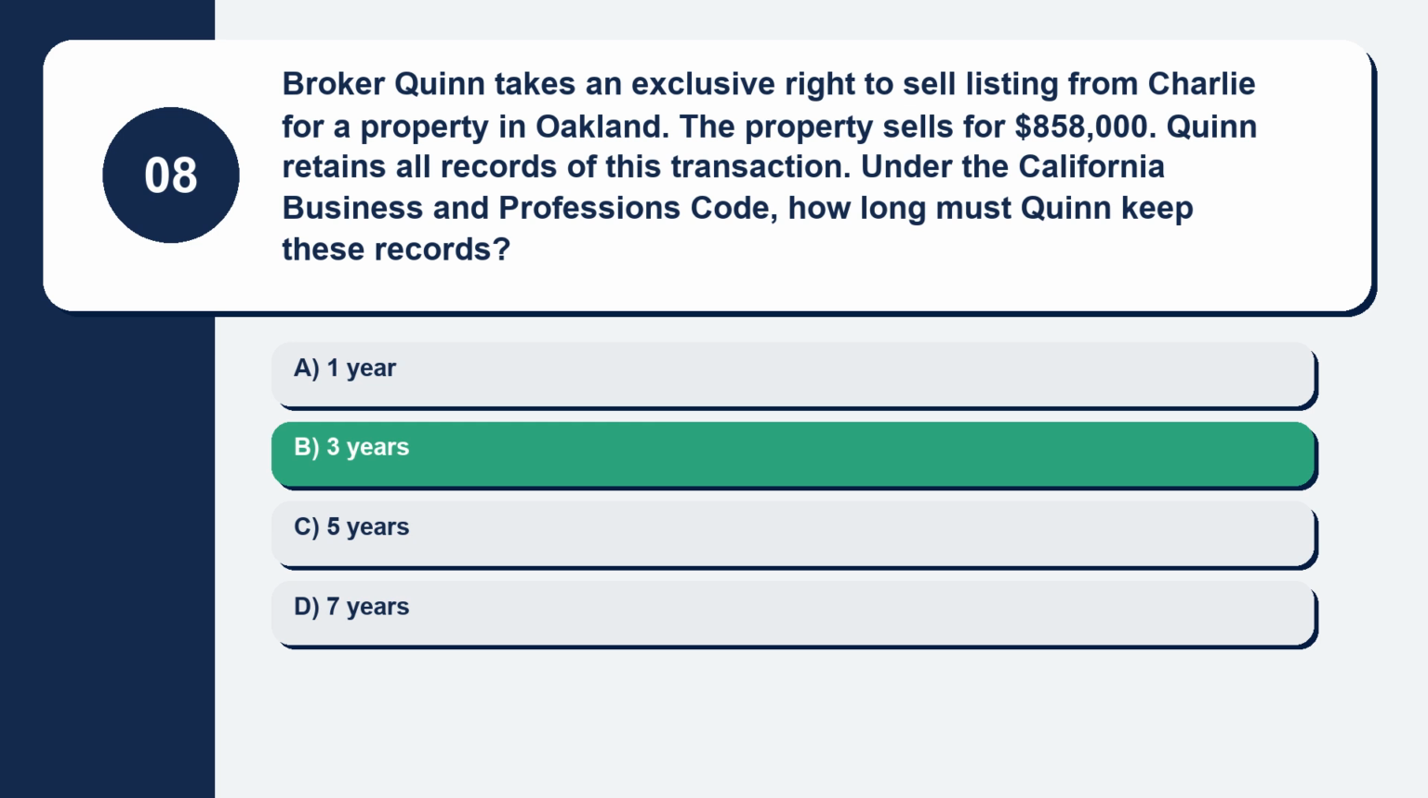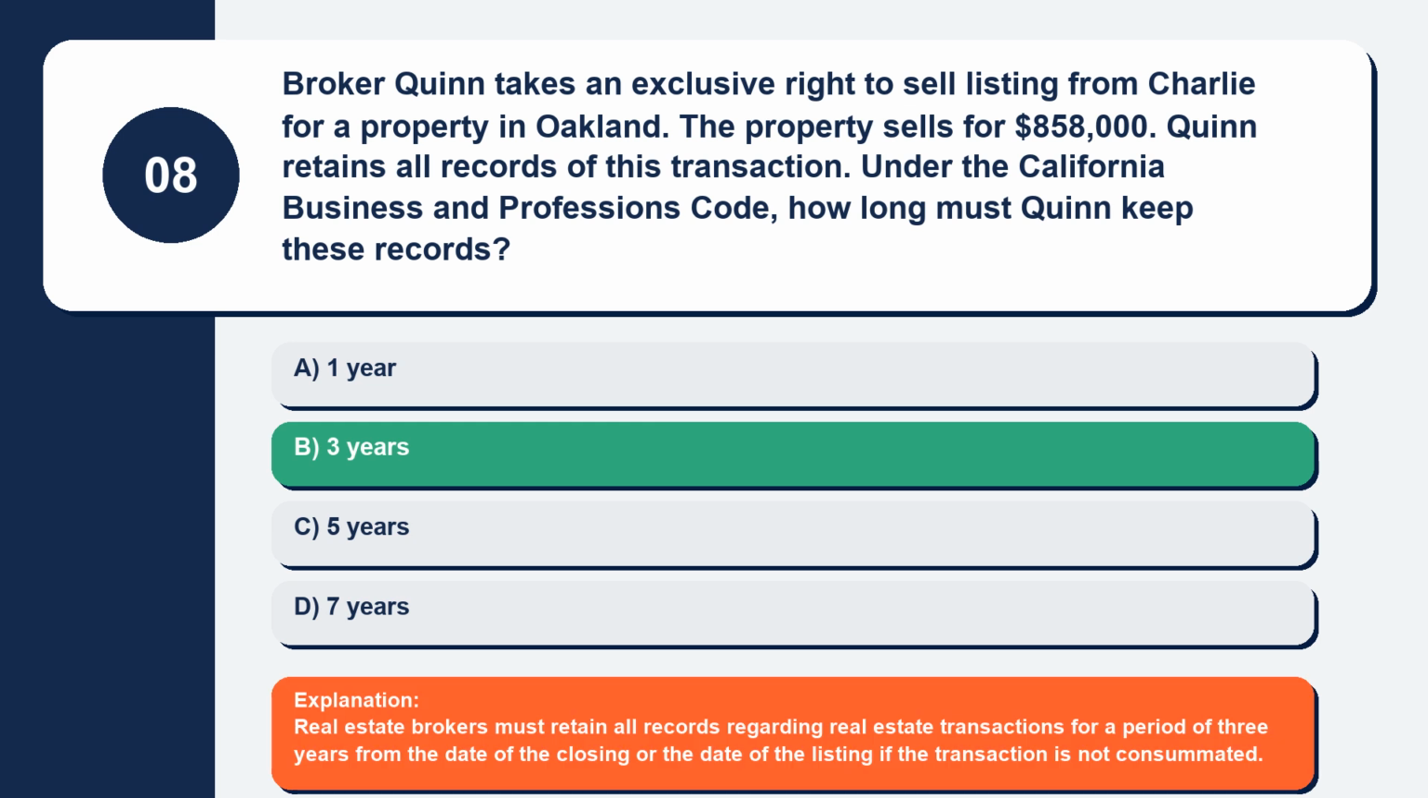Explanation. Real estate brokers must retain all records regarding real estate transactions for a period of 3 years from the date of the closing or the date of the listing if the transaction is not consummated.